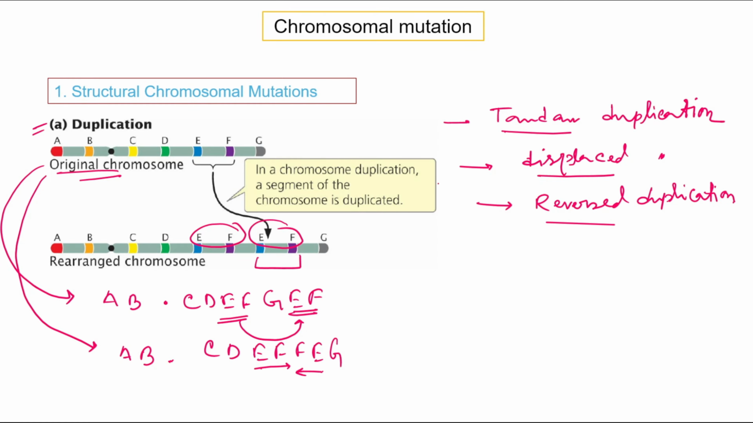In tandem duplication, the duplication is adjacent to the original segment. Next is the displaced duplication, where the duplicated segment is at a distance from the original segment. And the reverse duplication is where the duplicated chromosome segment is inverted, like this. So next is the deletion mutation.